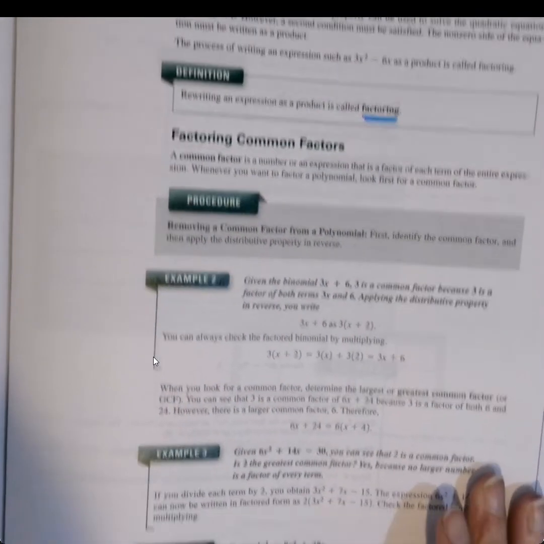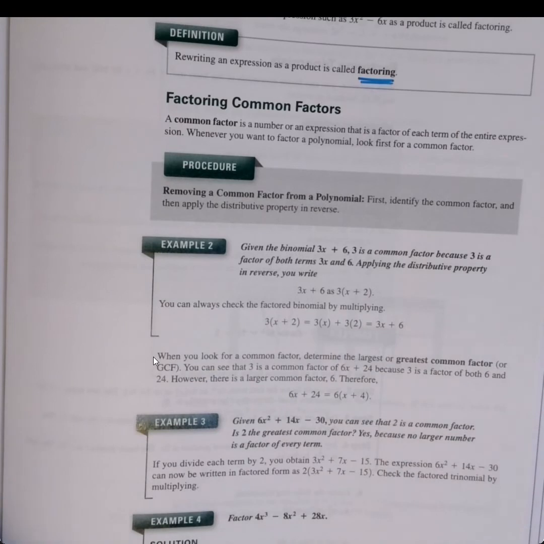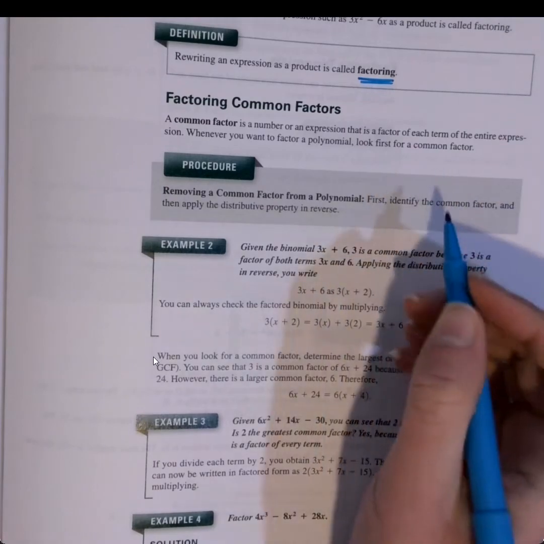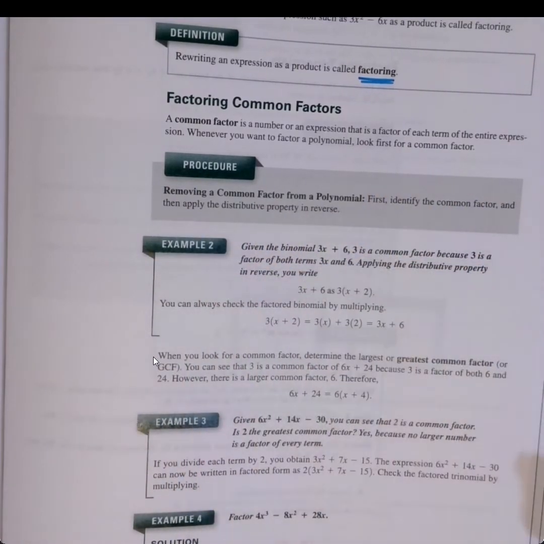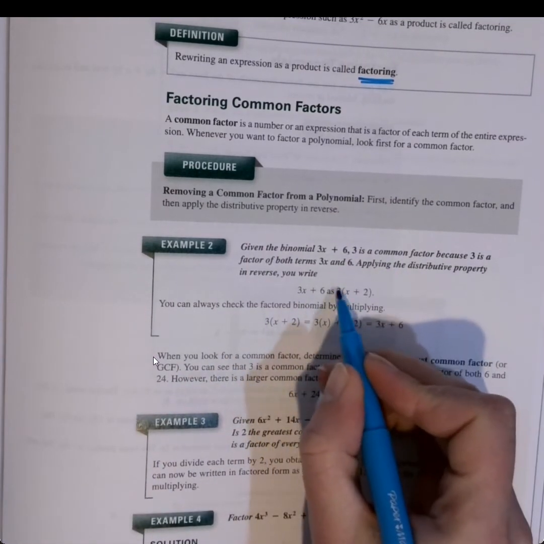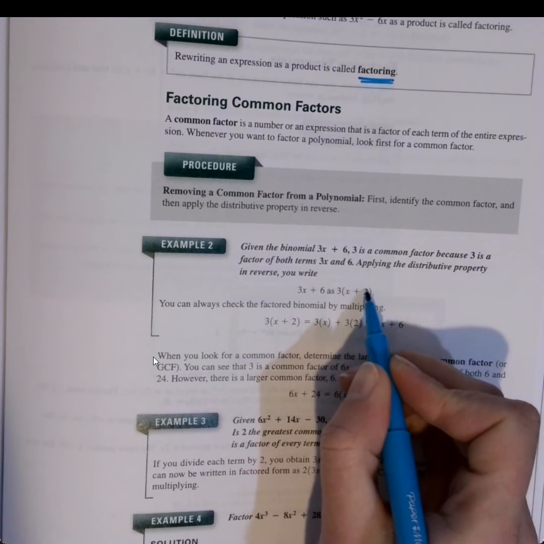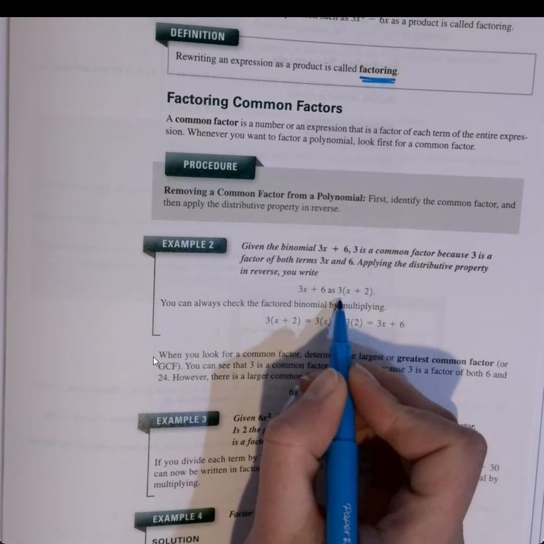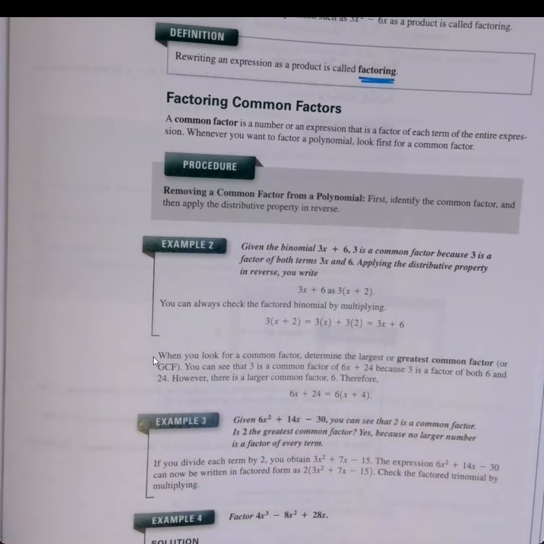All right. The first type of factoring is removing a common factor. First, we want to identify the common factor, then apply the distributive property in reverse. So instead of multiplying, the distributive property would be multiplying both parts of the inside by 3. Instead, we're going to divide both parts by 3 and write the 3 outside. So we're undistributing.